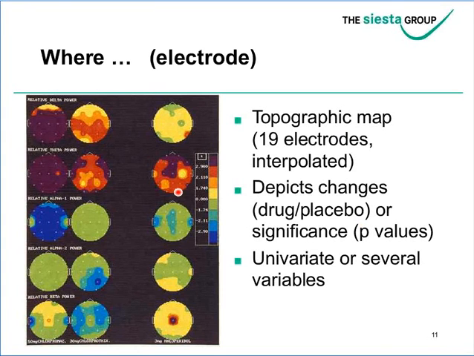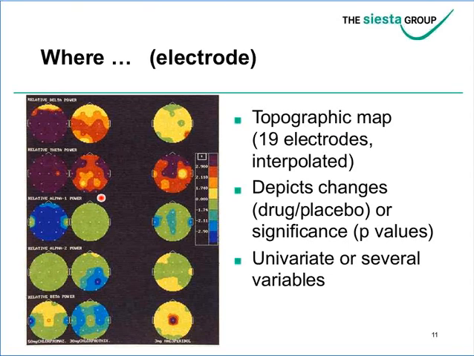In this case, for instance, it would be significant changes, either positive if it's red and purple, or negative if it's blue. And you can see that certain changes, depending on whether you're looking at delta, theta, alpha, or beta power, are expressed most strongly in different parts of the scalp. That gives you an indication of where the activity is most strongly expressed.